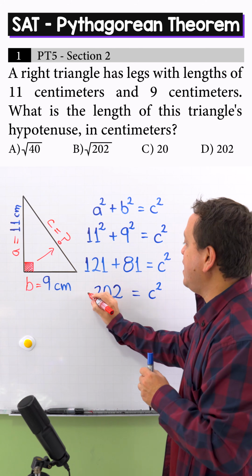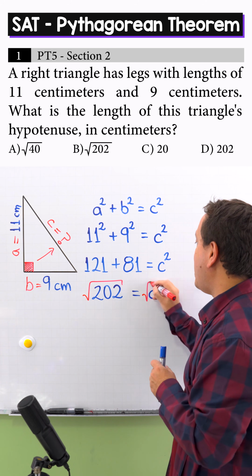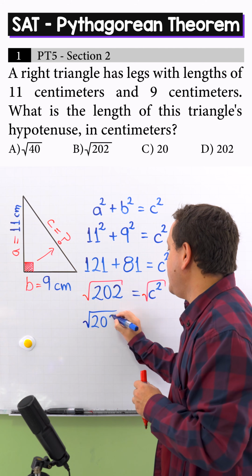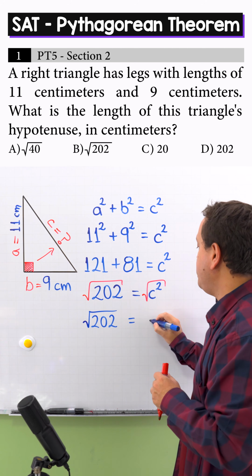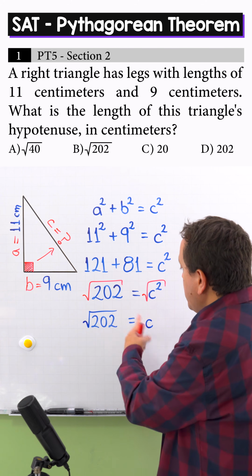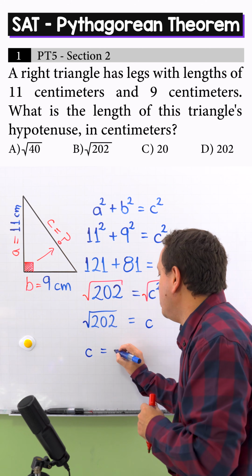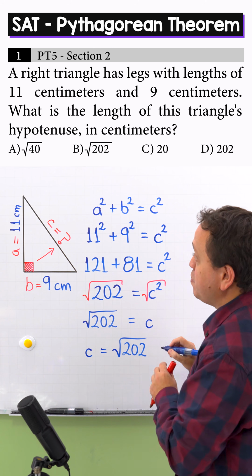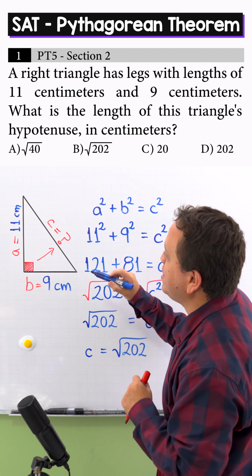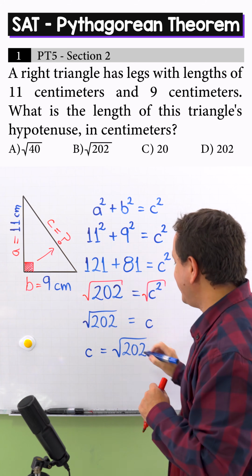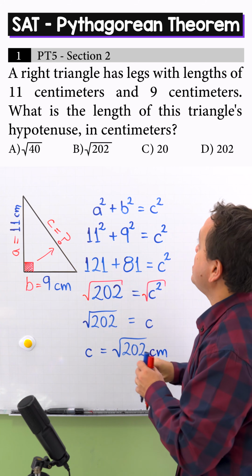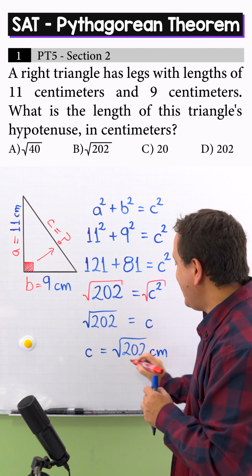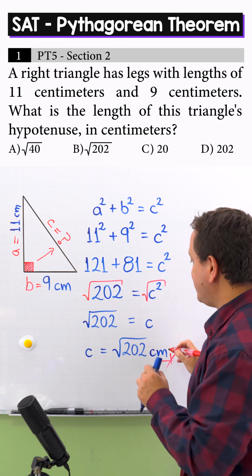So now we're going to take the square root on both sides of our equation. Here comes the square root of 202, that stays the same, and then the square root of c squared gives us c. Then we flip this like a pancake, and c will be equal to the square root of 202. Finally, we just need to put the units. In this problem, we're working with centimeters. Remember, the question was, what is the length of this triangle's hypotenuse? That is c, and c equals the square root of 202 centimeters.